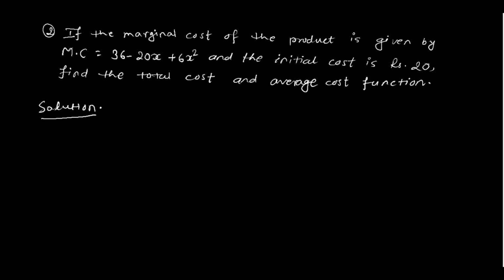The question is like this. If the marginal cost of the product is given by MC equals 36 minus 20x plus 6x squared, now you have to find the total cost and the average cost. First, we have to find total cost. To find average cost, we must have total cost. So let's start with total cost.